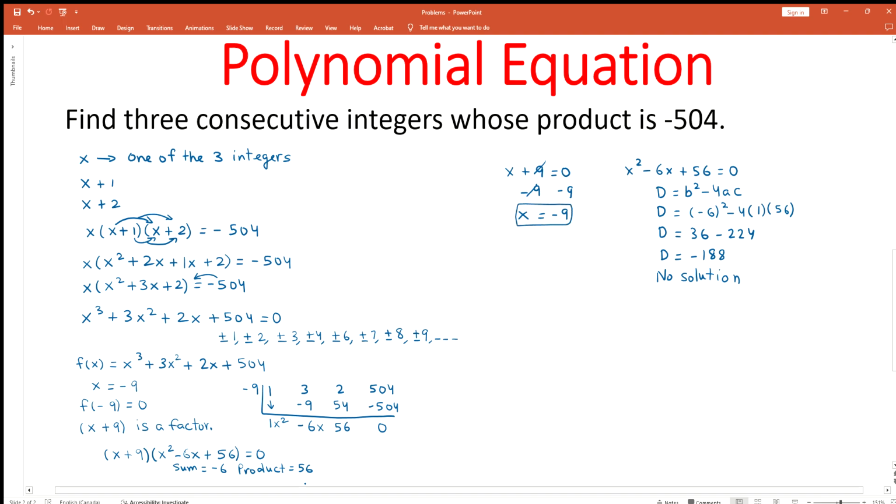So the first integer is -9. Now we can find the second integer, which should be x plus 1. The second integer is -8. Now we can find the third integer, which is -7. So the three integers are -9, -8, and -7. These are the three consecutive integers whose product is -504. This should be the final answer for this problem.